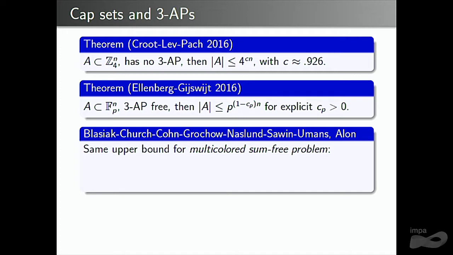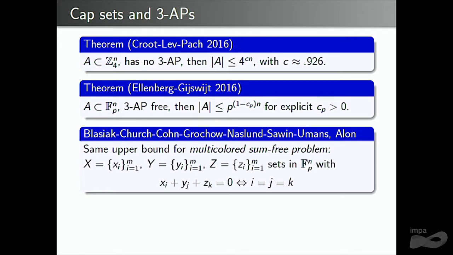In this paper by Blasiak, Church, Cohn, Grochow, Naslund, Sawin, Umans, and independently Alon, they observed that the same bound actually holds for a more general problem, the multicolored sum-free problem. Here you don't have one set, you have three different sets, X, Y, and Z, which are each ordered from 1 to m, and you have the property that x_i plus y_i plus z_i sums to 0, but no other triple sums to 0.